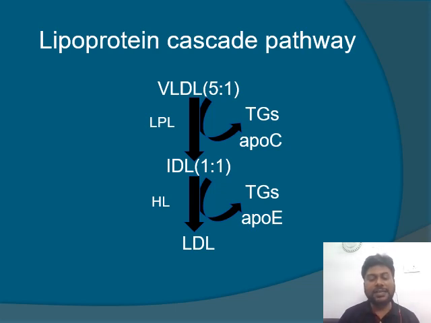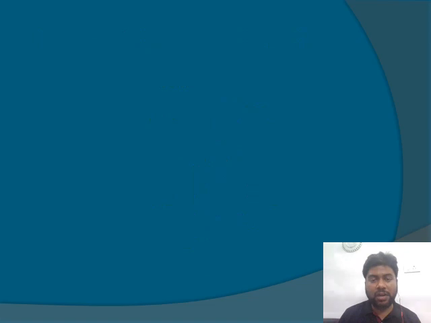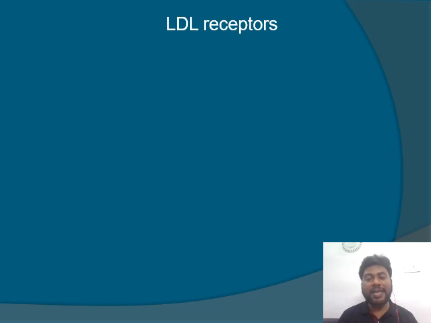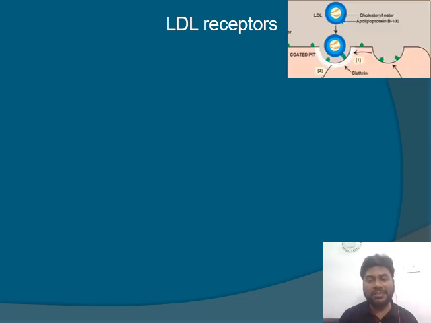Now this synthesized LDL, which is rich in cholesterol, will be delivering its content to the peripheral tissues. How it delivers, we will see in detail now. Most of the peripheral tissues will have a specific receptor to take up this LDL molecule, called LDL receptors. These LDL receptors are always clustered in a specific region on the membrane called clathrin coated pits.